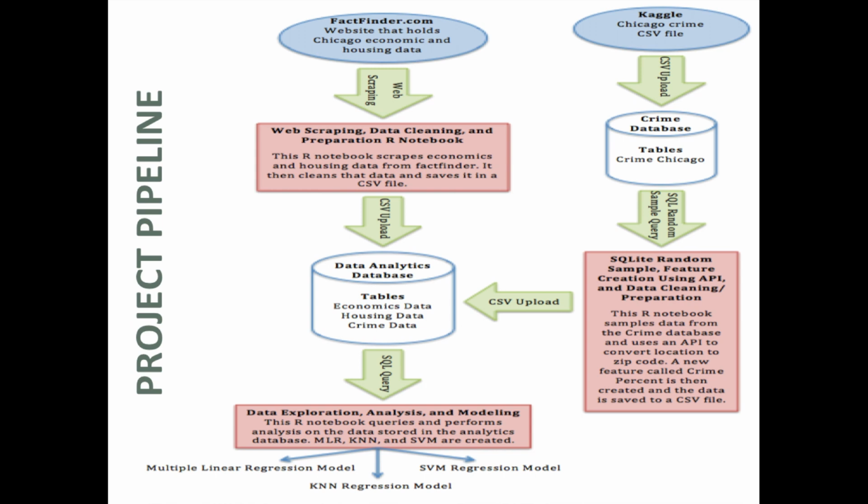Now, on the left-hand side, the factfinder.com oval, that's a census website, and from that website, data was web scraped. Most specifically, economic data and housing data was web scraped from there, and that was placed into an R notebook. After the web scraping was conducted, that data was cleaned, prepared, written to a CSV file, and then that CSV file was uploaded into the data analytics database using the tables economics data and housing data.